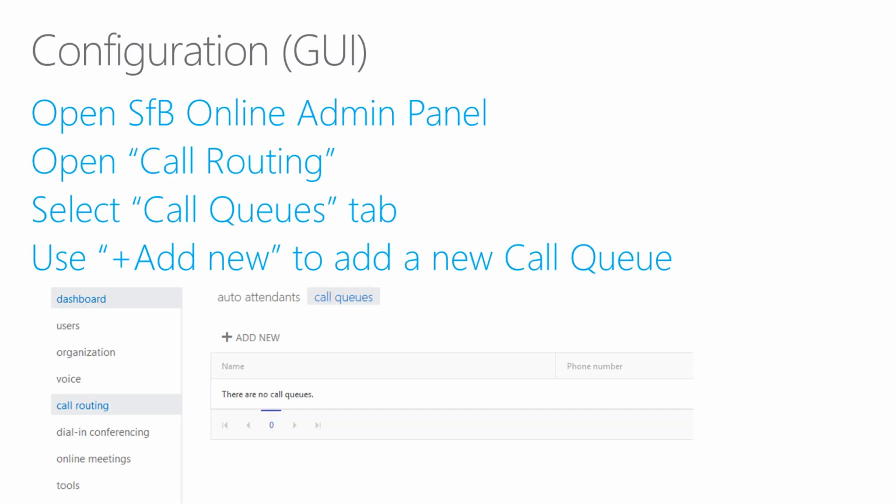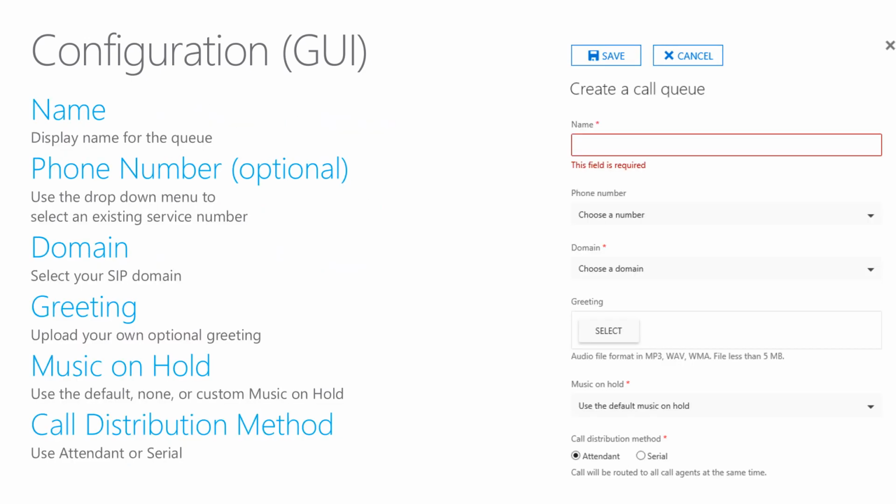So to configure this, go to Skype for Business Online, open call routing, select call queues, and click on plus add new to add a new call queue. When creating this new call queue, you can set a display name, you can set a phone number if you want to, or you can just use SIP routing. Select your SIP domain as a domain and upload your greeting if you need one. If you want to use custom music on hold or ringback, this is the place to configure it, just as the call distribution method.